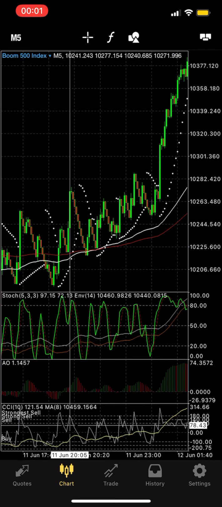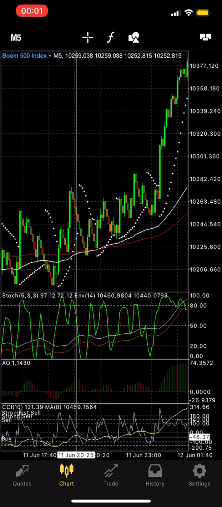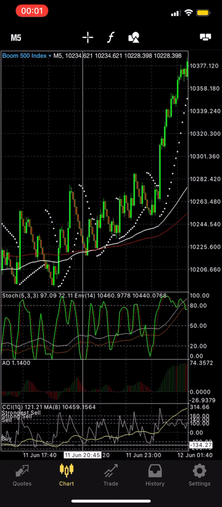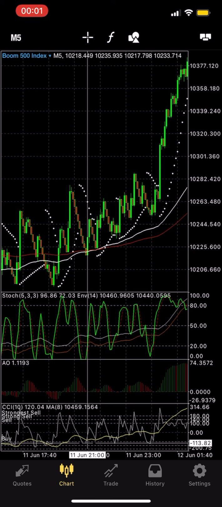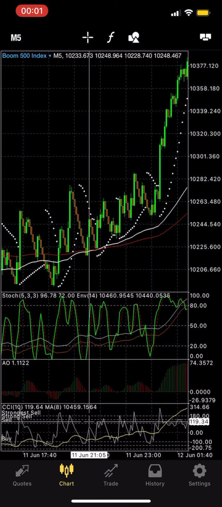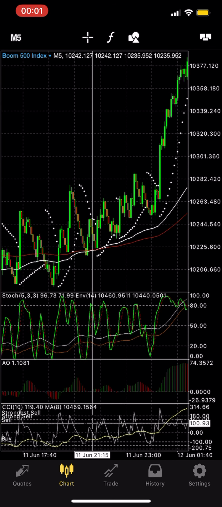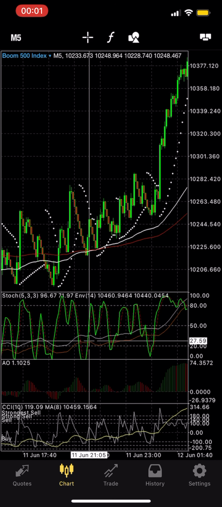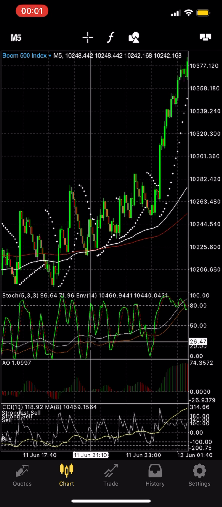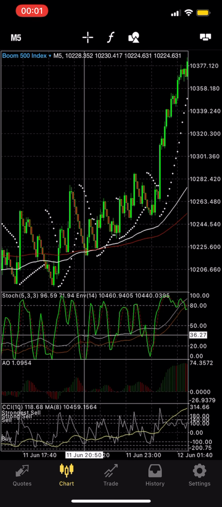Your CCI and your MA8. Okay, so CCI is also breaking out. So that's 2. And finally, make sure that stochastic breaks out of the envelope.